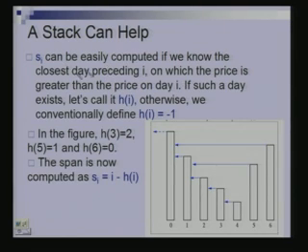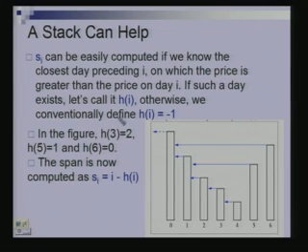So, recall that to compute the span, we need to know the closest day preceding I on which the stock price is greater than the price on day I. That is what we need to know. So, in this example, for day 5, I need to know the closest day preceding day 5 on which the stock's price was more than the price of day 5. So, this was the price on day 5. On day 1 it was more. So, for day 5 the span would be 1, 2, 3, 4.